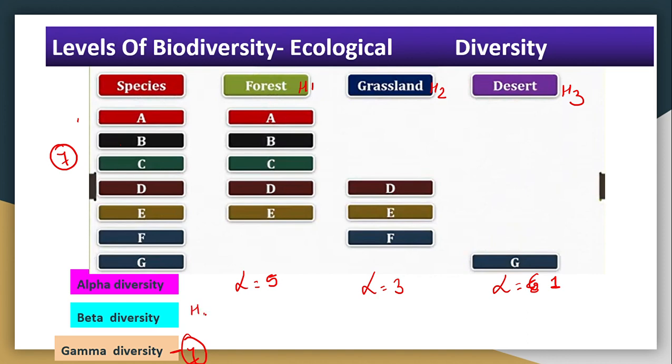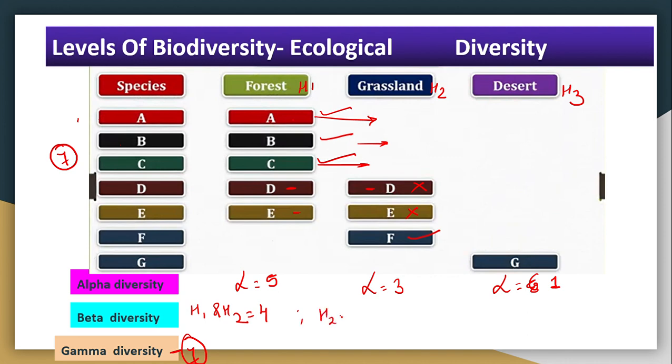So let me first find out H1 and H2. In between H1 and H2, do we have A? Here A is not present, so this is a unique one. B is not present over here, so it is a unique one. C is not present over here, so it is a unique one. D is unique or common? It is common. So are we going to count? No, we are not going to count. E is common or unique? Common. So are we going to count? No, we are not going to count. F is unique because it is not present over here. So how many unique do we have? A, B, C and F. So we have 4 beta diversity between H1 and H2.